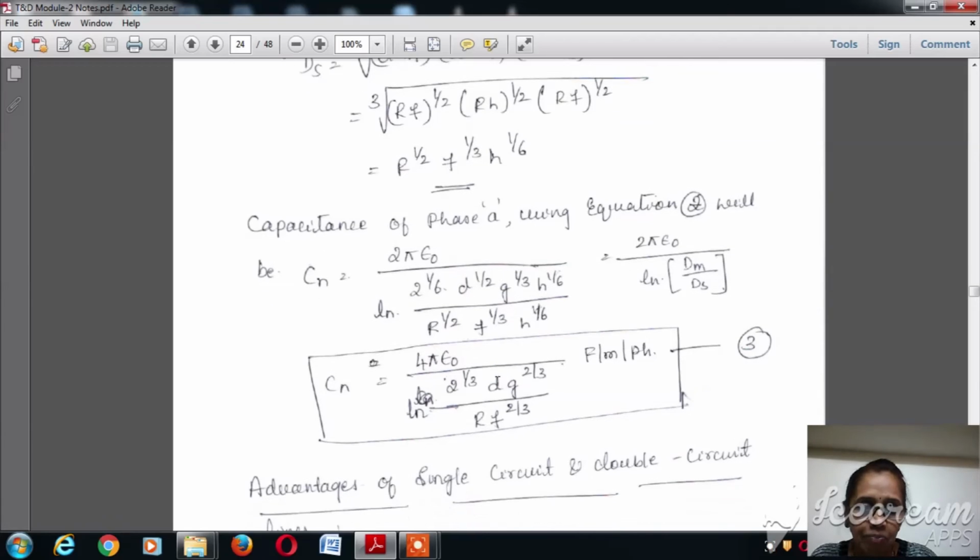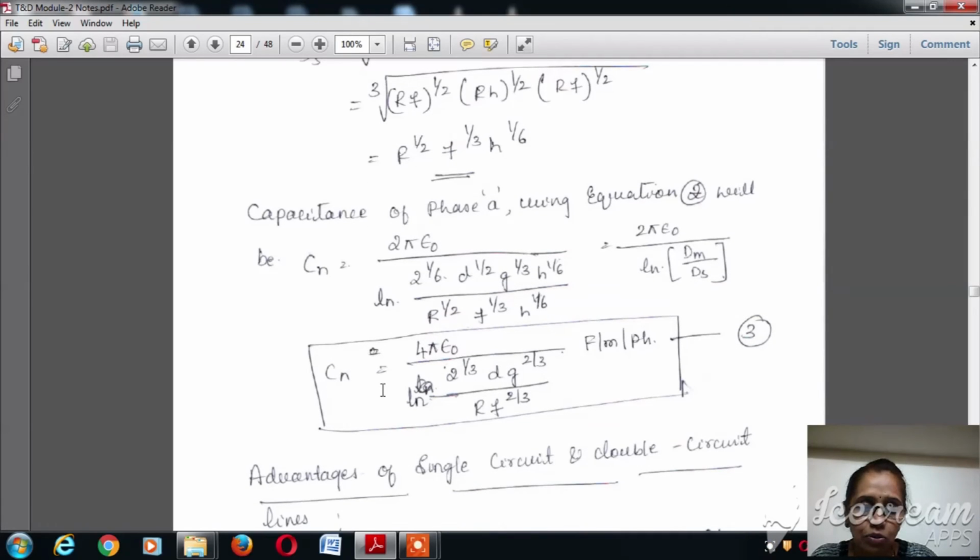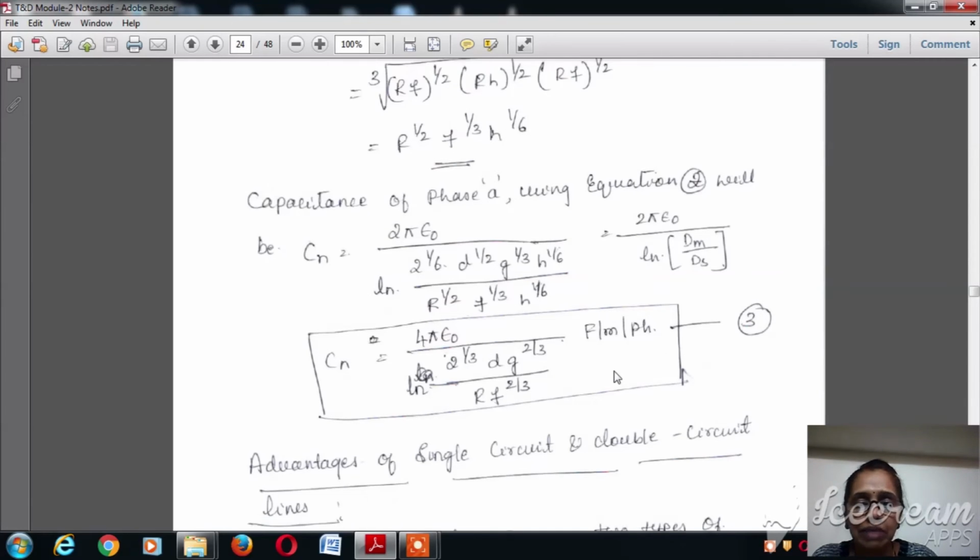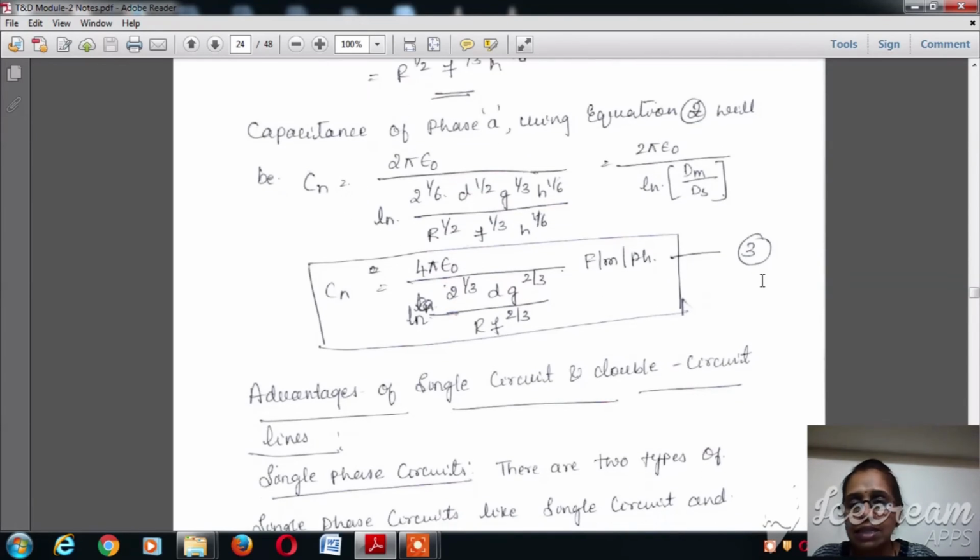So now it is nothing but Cn, the capacitance of phase A, is equal to 4 pi epsilon naught divided by ln of 2 to the power 1 by 3 into d into g to the power 1 by 3 divided by r into f to the power 2 by 3, farad per meter per phase. Put it in the golden box. It is a very important derivation. Keep this as equation 3.